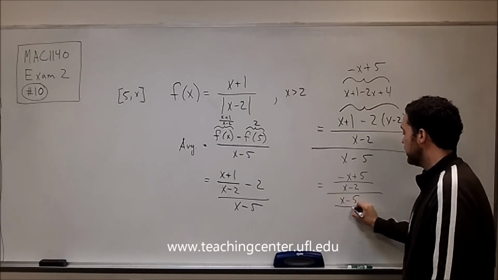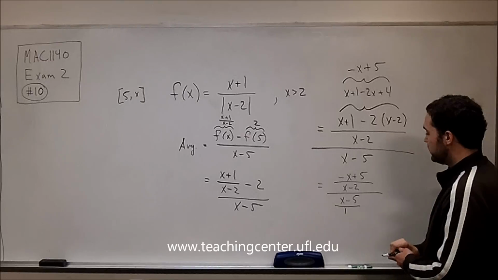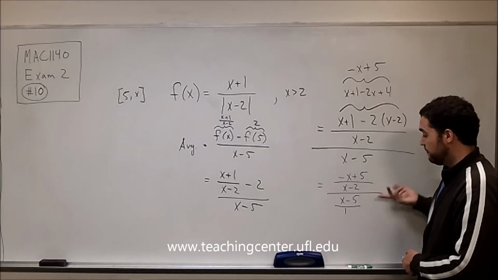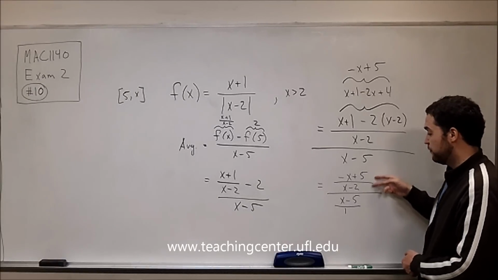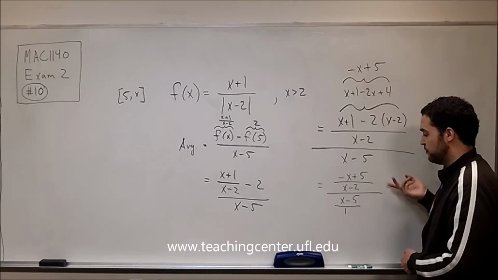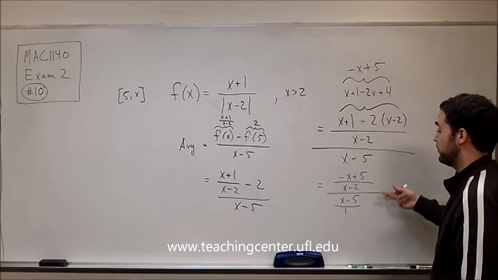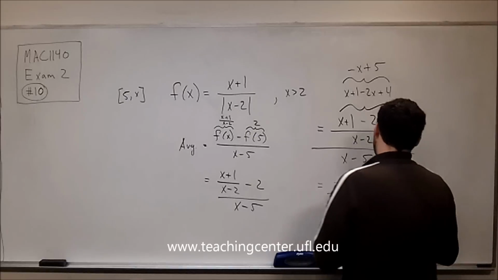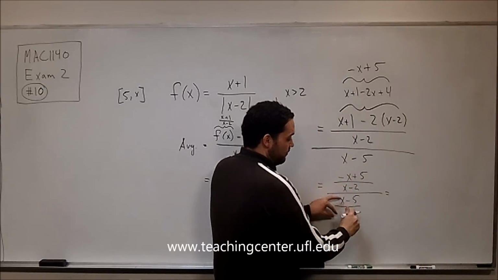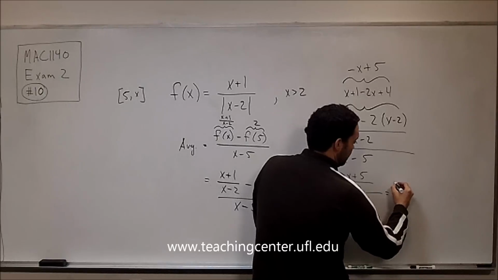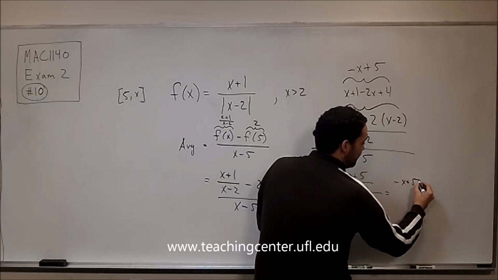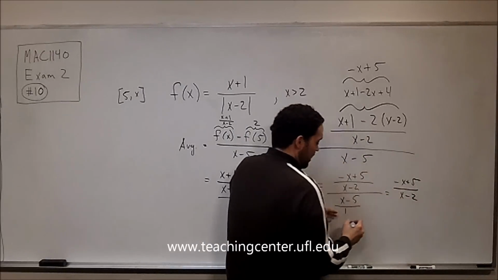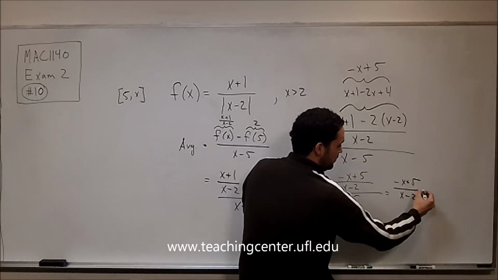And that x minus 5 is really x minus 5 over 1, you could say. We can see that you have a fraction divided by a fraction, so you can flip and multiply. If you divide two fractions, you can just multiply by the reciprocal. So we can write this as this guy times 1 over x minus 5. So it's negative x plus 5 divided by x minus 2, and then you multiply by the reciprocal of this.